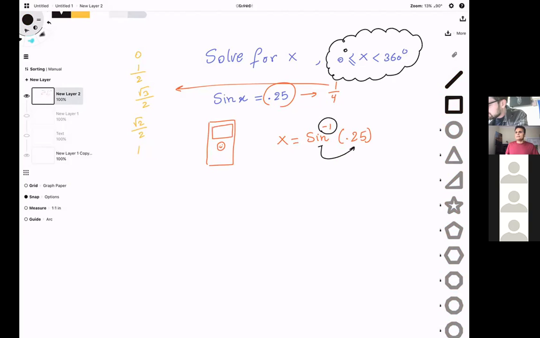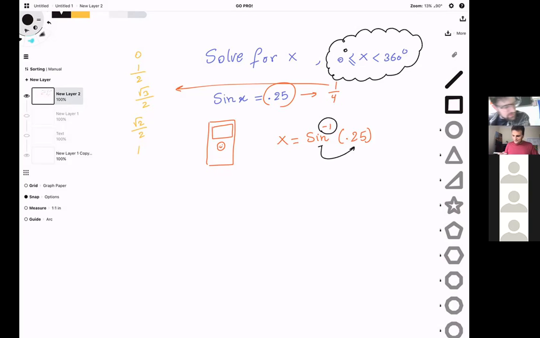I'm going to ask Yvette to tell me what's the answer. What is sine inverse of 0.25? I'm so sorry. I don't have a calculator right now. My niece took it to school. That's okay. But make sure you have it by next Friday.